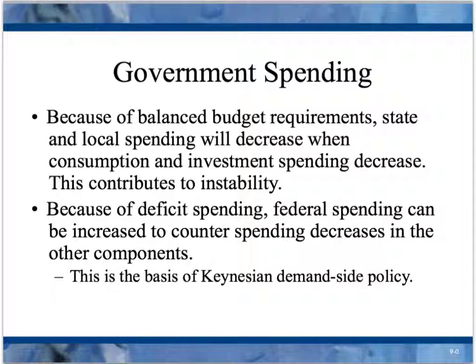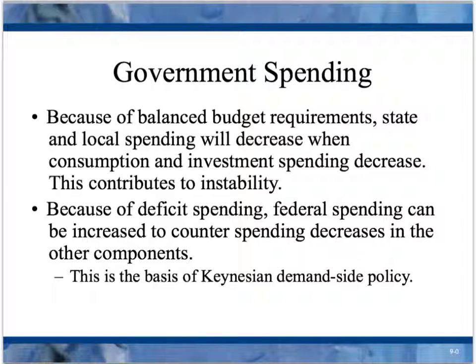So the third component is government spending. When I say government spending, you may think about increased spending on national defense, increased construction of roads, parks. These are all government spending. Because of balanced budget requirements, state and local spending will decrease when consumption and investment spending decrease. This contributes to instability. Because of deficit spending, federal spending can be increased to counter spending decreases in other components. This is the basis of the Keynesian demand policy.